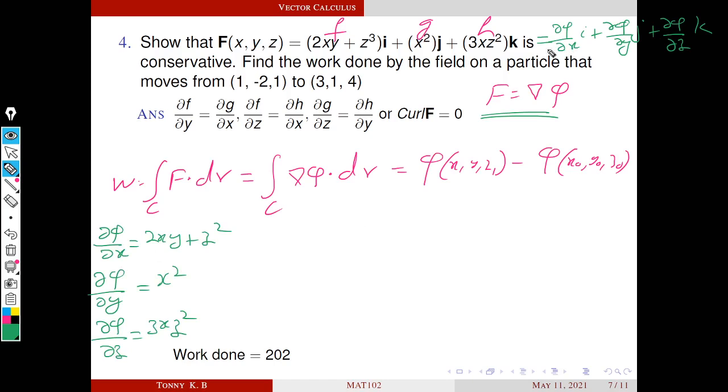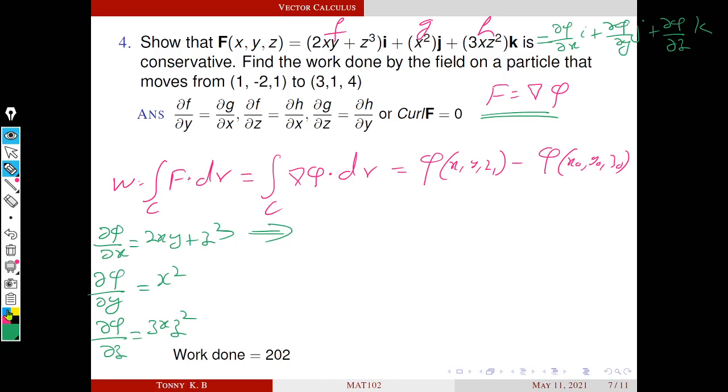dou phi by dou x is equal to 2xy plus z cube. Oh, sorry, this is z cube, not z. And dou phi by dou y is equal to x square, and dou phi by dou z is equal to 3x z square.